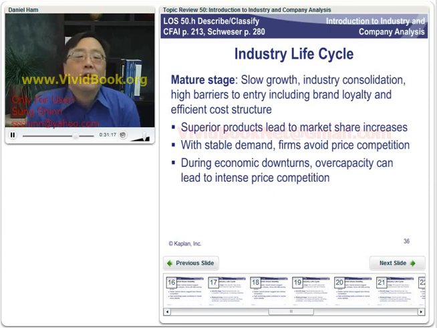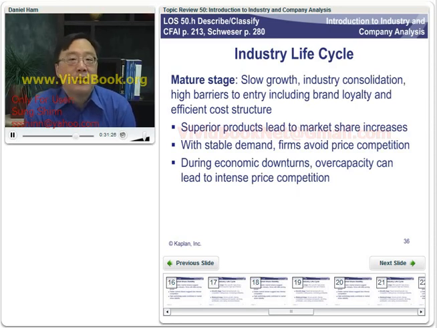Here, you're going to have slow growth. You're going to have very few industry competitors left because there's a high barrier to entry. You're going to have to compete on things like brand loyalty and cost structure. It's really a difficult time.